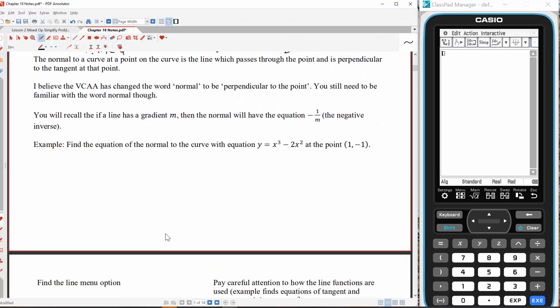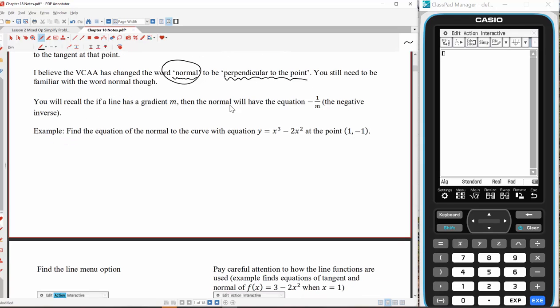Okay, you'll often be asked for the equation of the normal to a point as well. So the normal is a line that runs perpendicular to the tangent at the point. I don't know whether VCAA, apparently they've changed the wording of that to be perpendicular to the point, and they don't use the word normal anymore. But the function on our calculator is called normal, so I'll continue to refer to it as normal, but you just got to know that the definition of normal is perpendicular to the point.